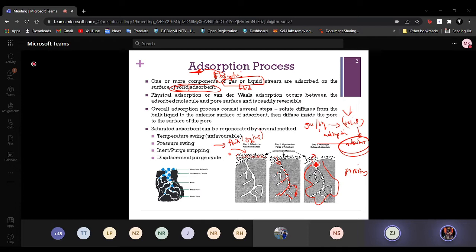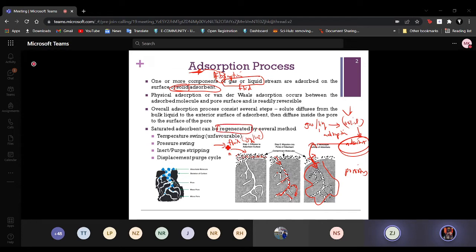So they cannot go out. So it means that it's already absorbed. All right. But this absorption can be reversible. Reversible means that once they are trapped here, you can push it to go out. So how do you want to push it? Basically, you can go through what we call the regeneration process.